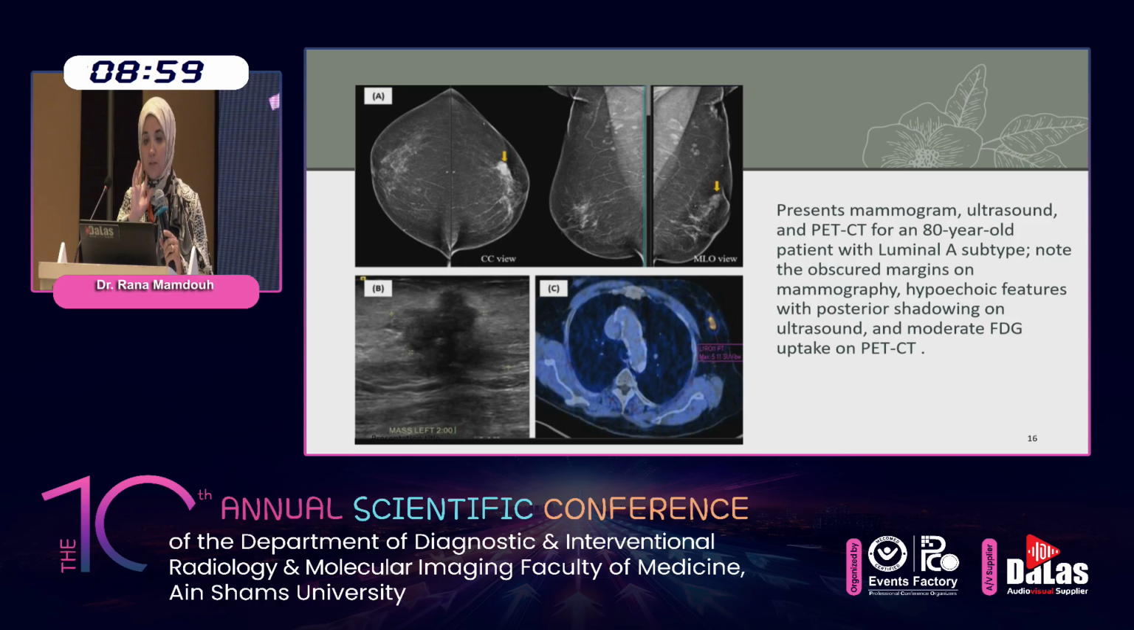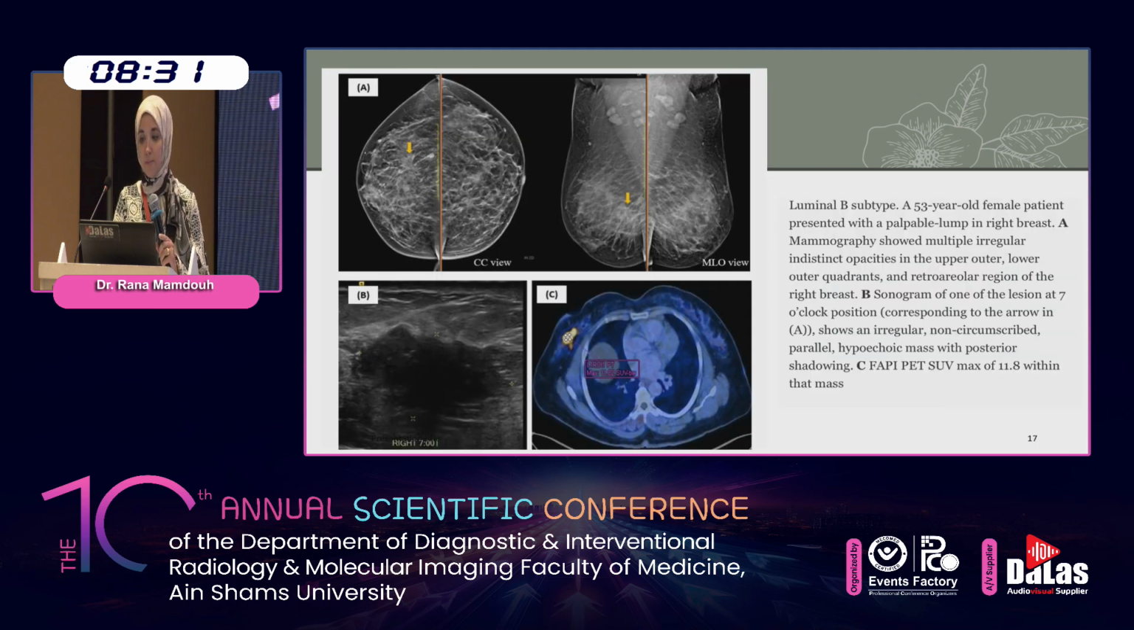Another example of luminal type A: an 80-year-old patient with luminal type A has a spiculated margin, obscured on mammography, hypoechoic on ultrasound, and has posterior acoustic shadowing. And on PET-CT, it has a moderate uptake.